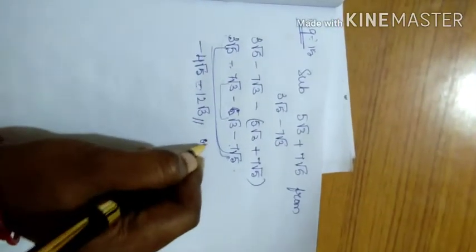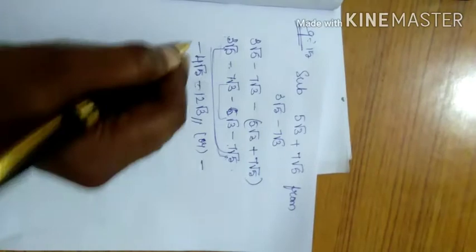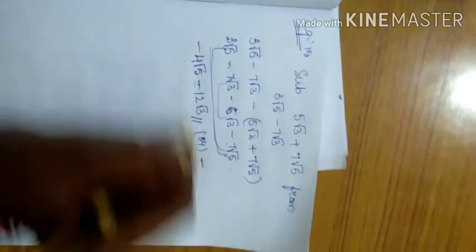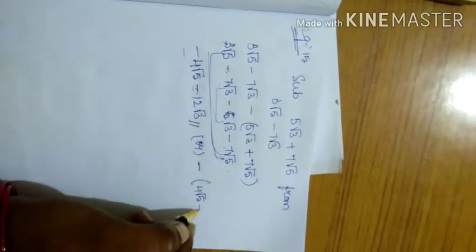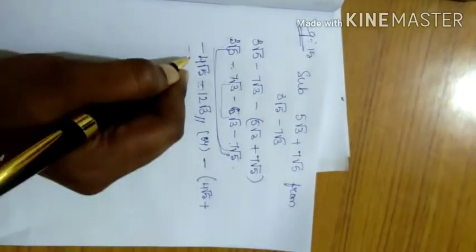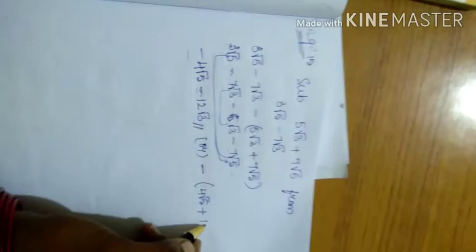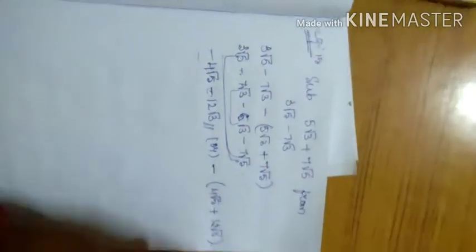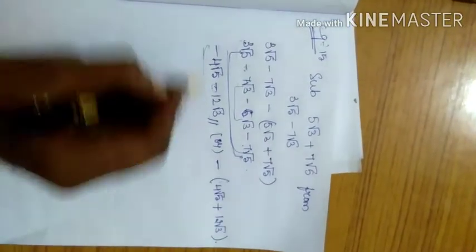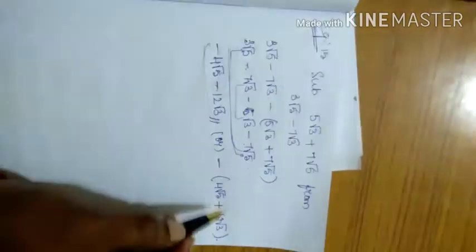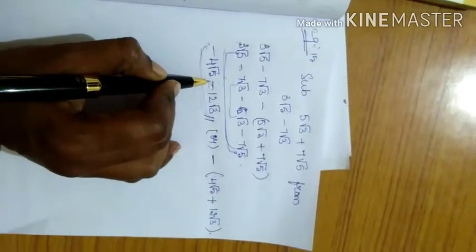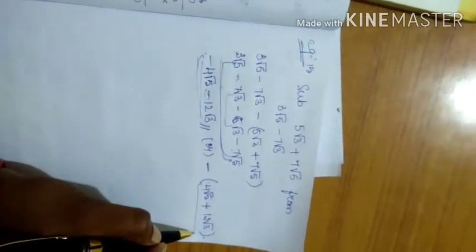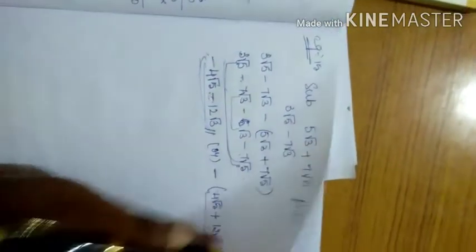And if you write it like this also, if you take a common minus from this step, you will get 4 root 5 plus 12 root 3 inside. If you solve this step, you will get the same thing: minus into plus is minus, and minus into plus is minus. This step can be written like this also. Like this you have to solve.